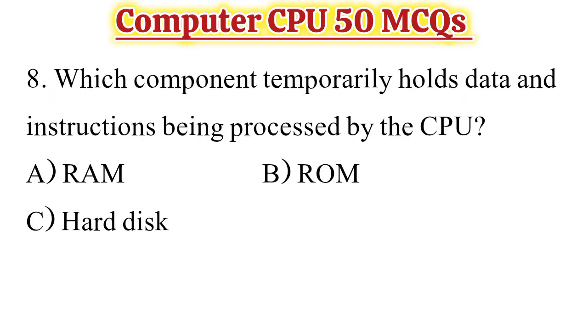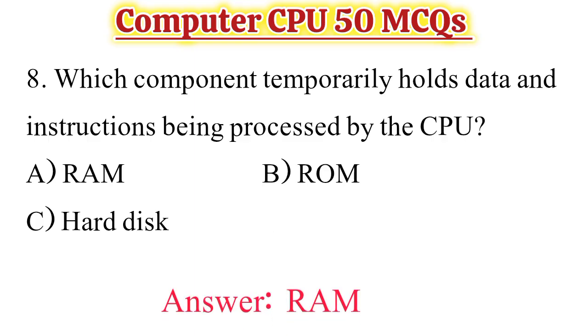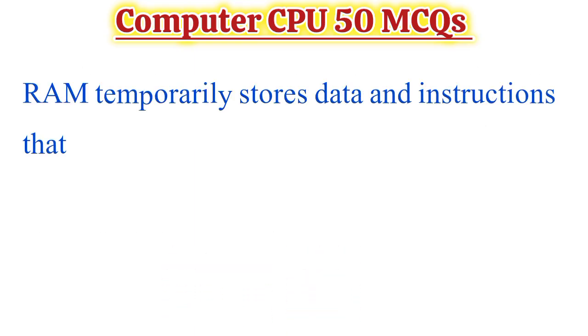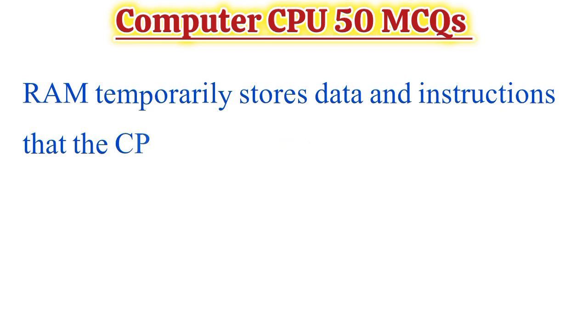8. Which component temporarily holds data and instructions being processed by the CPU? A. RAM. B. ROM. C. Hard disk. D. DVD. Answer: RAM. RAM temporarily stores data and instructions that the CPU is currently using or processing.